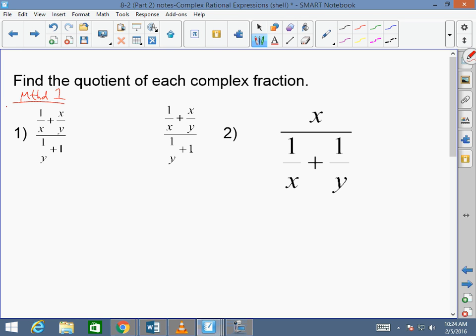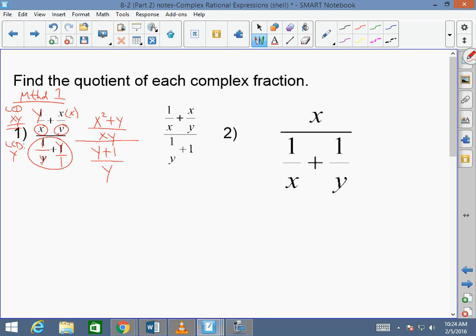So my LCD for the numerator here is xy. So what do I need to multiply here to get an xy? A y. What do I need to multiply here? So I multiply by an x. So that gives me x squared plus y over xy. Does everyone see that? Divided by, what's the LCD of this guy down here? LCD here is y. So I don't have to multiply anything to this 1 over y. What do I need to multiply here? A y. So I get y plus 1 over y. Does everyone see that?